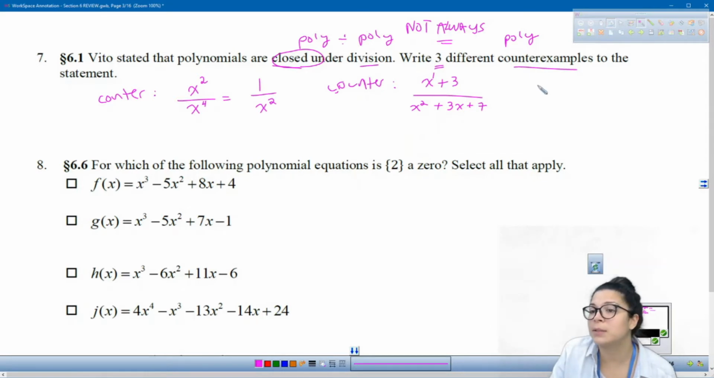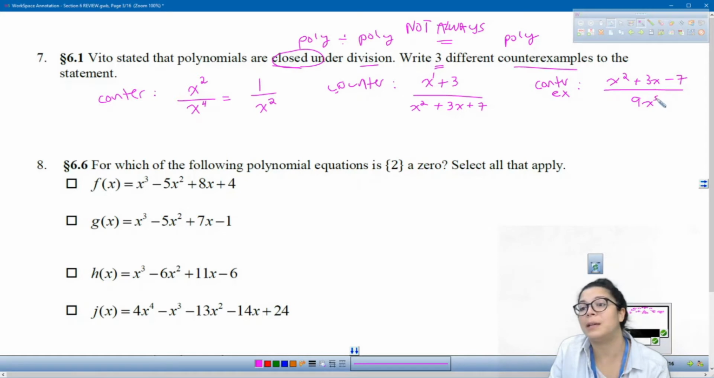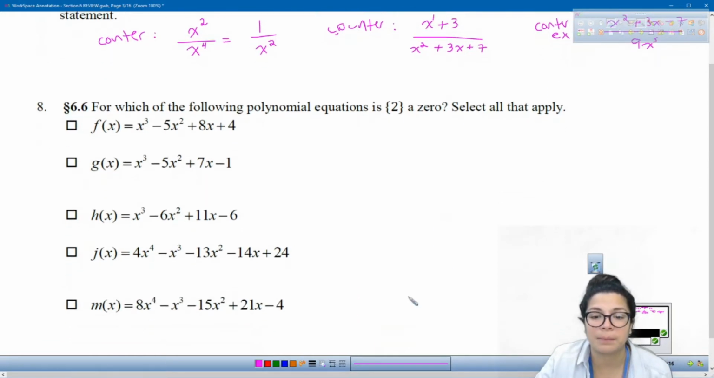They said 3 different ones, so let's do another one. How about x squared plus 3x minus 7? I mean, I don't know, I think I'm just picking 3 and 7 because they're coming to mind. And then over, let's go with 9x to the power of 5. As long as the degree in the denominator is bigger than the degree of the numerator, it's going to show that it is not a polynomial. All right, moving on to number 8.